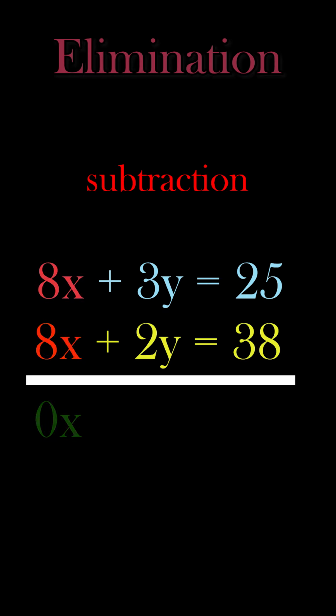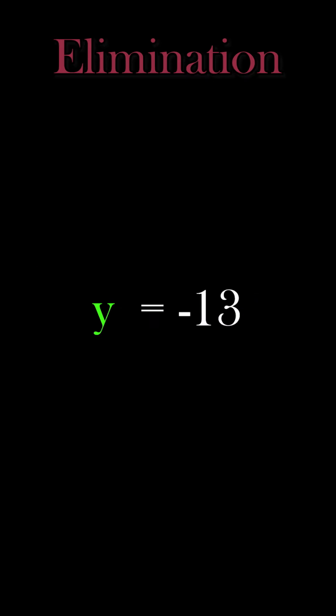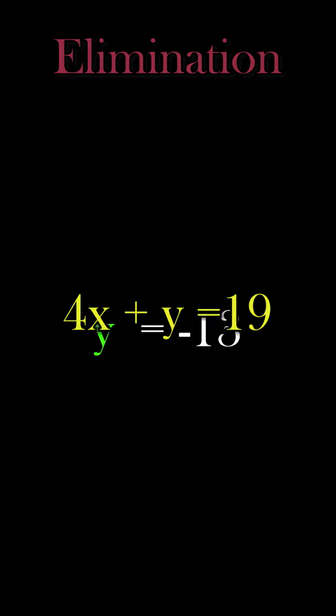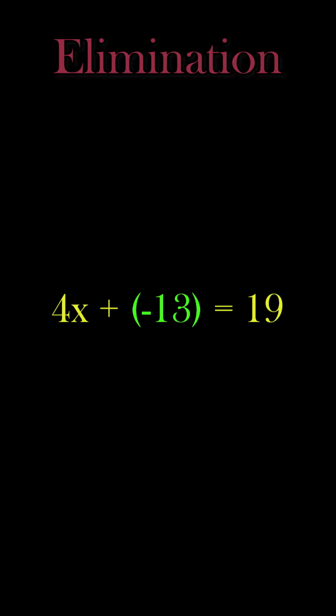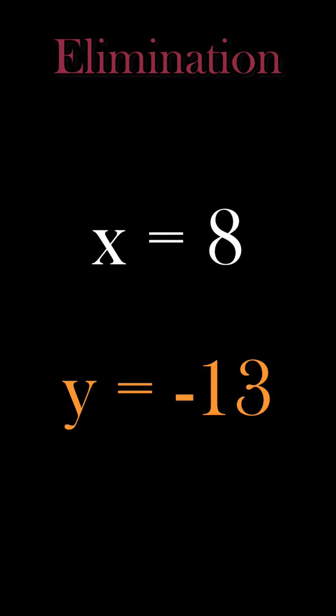Ax minus ax equals 0, 3y minus 2y is just y, and 25 minus 38 is negative 13. Now that I know that y equals negative 13, I can plug it back into either one of my original equations and solve for x. There we have it. X equals 8 and y equals negative 13.